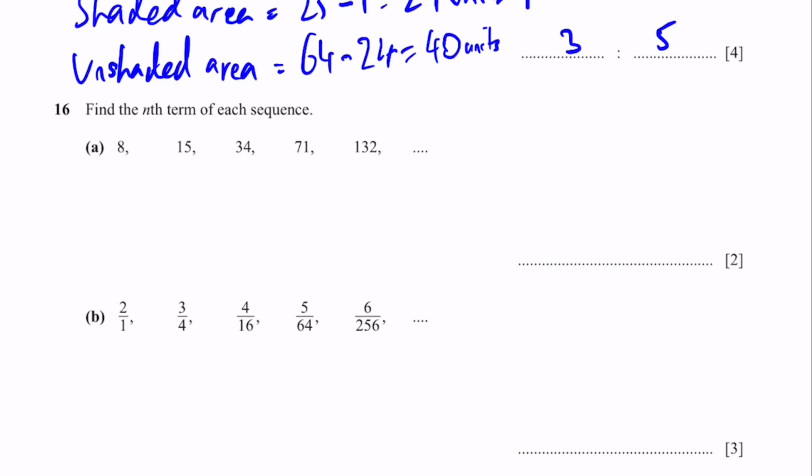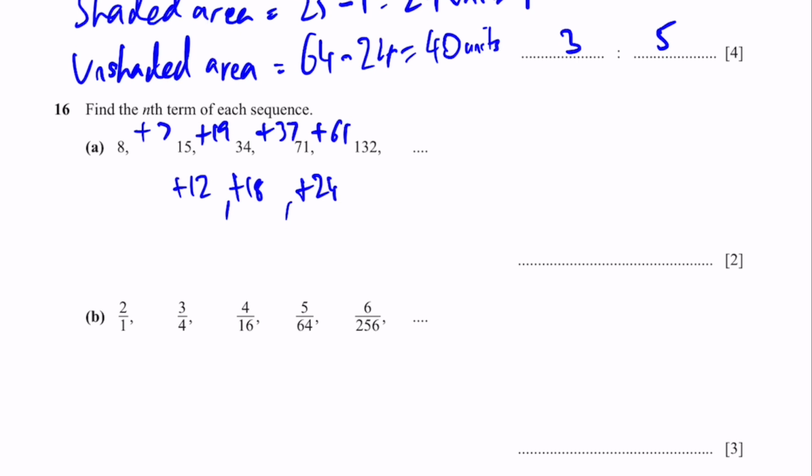Question 16. Find the nth term of each sequence. 8, 8, 15, 34, 71, 132, goes on. Let's find the difference between one term minus the previous term. So 15 minus 8 is 7, so we add 7 here. And then 34 minus 15, 19. Add 19. Then add 37. And then we add 61. And then for the difference between these, it is add 12, add 18, and then add 24.